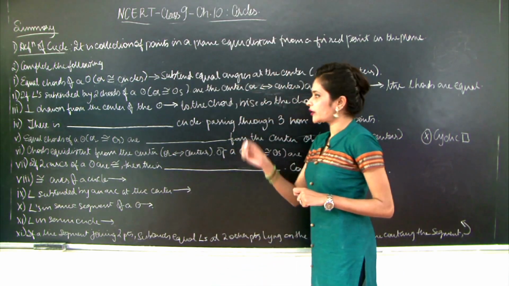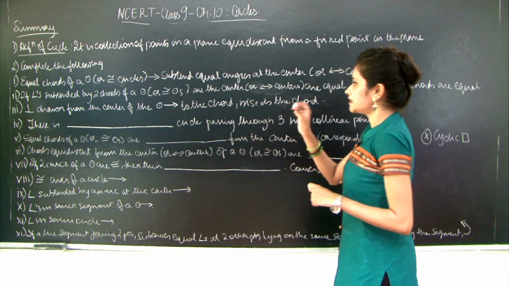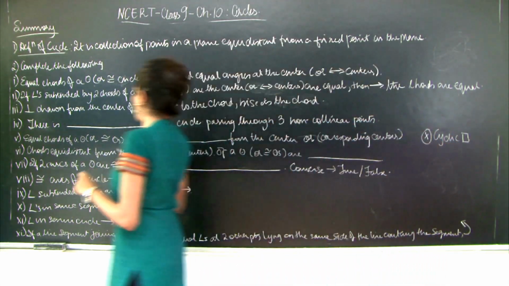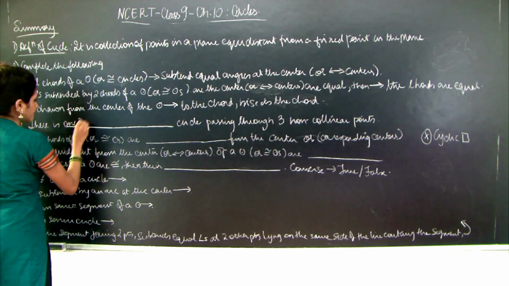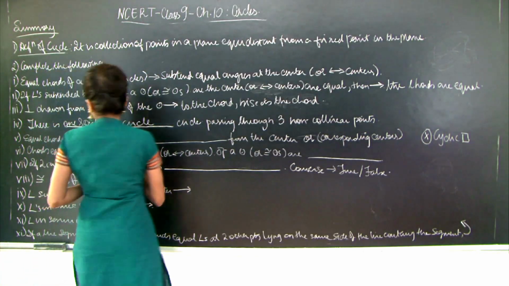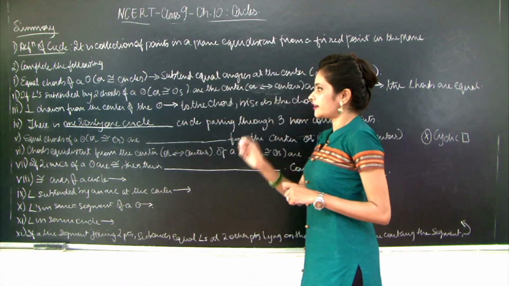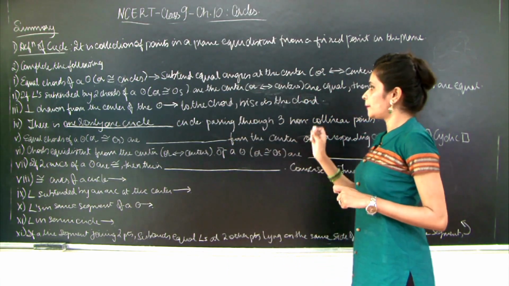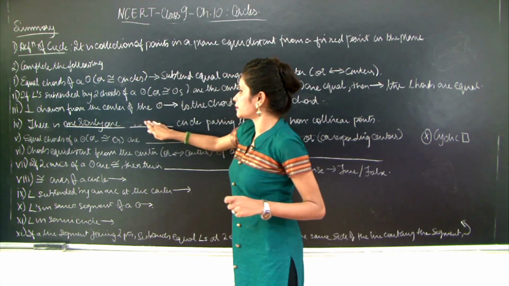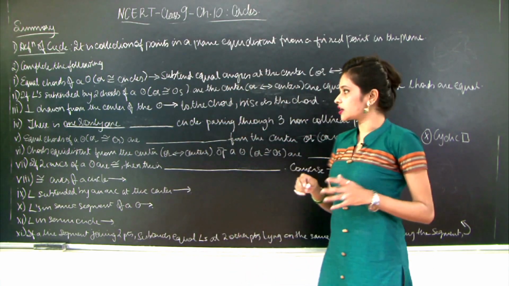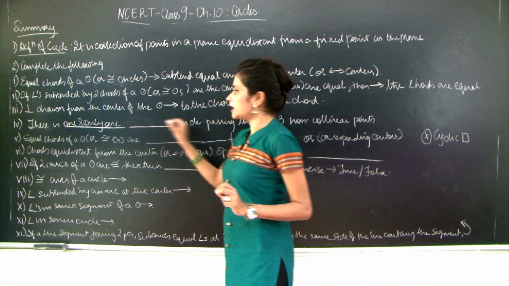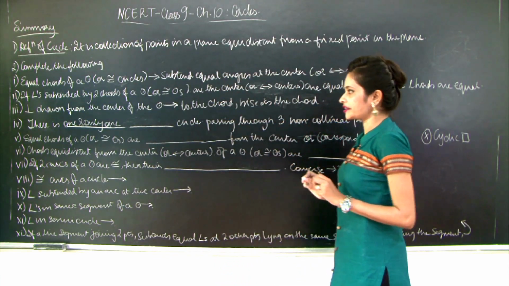Okay, moving on. Now this is a fill in the blank. There is dash circle passing through three non-collinear points. Ready? There is one and only one circle passing through three non-collinear points. Remember, we learned that the maximum number of points of intersection between circles can be 2. But if you have three non-collinear points, then only one circle will pass through the three non-collinear points.